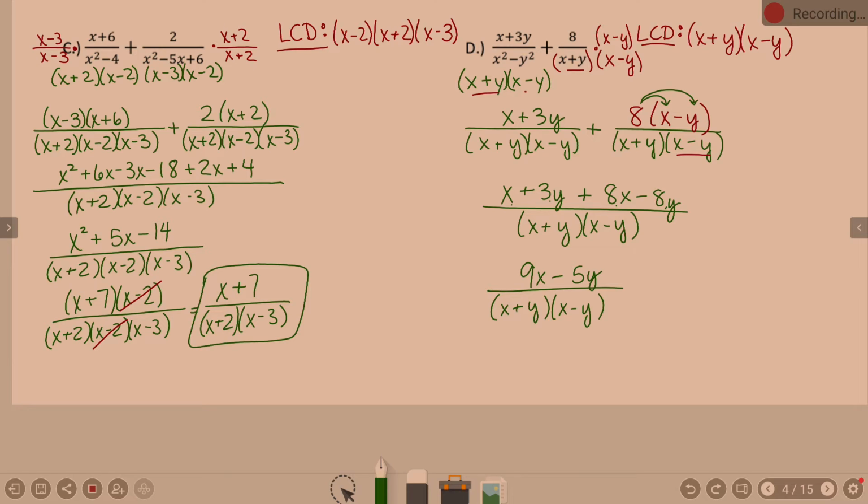Always check at the end. Is there any factoring I could do that could lead to simplifying? Does 9x minus 5y factor? No. If there's a GCF, I'd want to go for that. But it doesn't. So does anything cancel? No, I'd have to have an x plus y or an x minus y to cancel out the denominator. So I am done right there. Okay. Sound a little bit familiar from Friday?